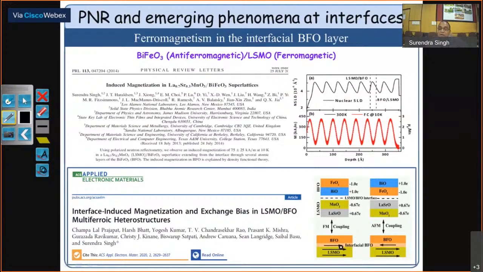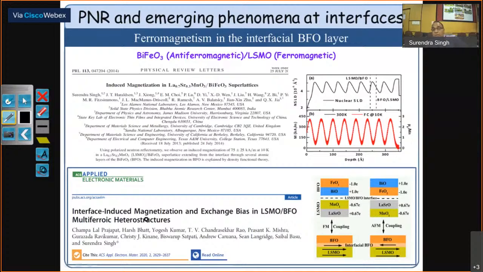What I mean to say is, the interfacial BFO layer is showing ferromagnetism in both cases. But in the one case where we are seeing FM coupling, the ferromagnetic moment is aligned towards the LSMO. In the other case, the whole thin layer of interfacial BFO... in 2020, and we found, and I will explain this system and it is possible.